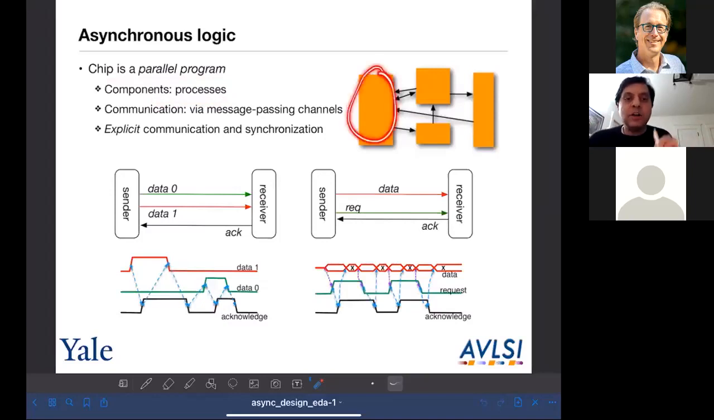You've got blocks that correspond to hardware modules. You've got these little arrows that really correspond to communication links or communication channels. And the way processes exchange information is by explicit message passing. So that's the basic model. Communication is explicit, and synchronization is explicit. So to synchronize 2 processes, they have to send messages to each other.